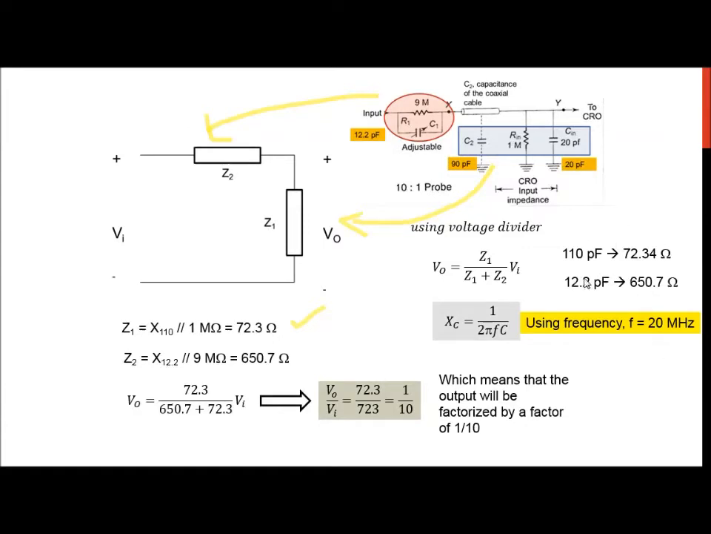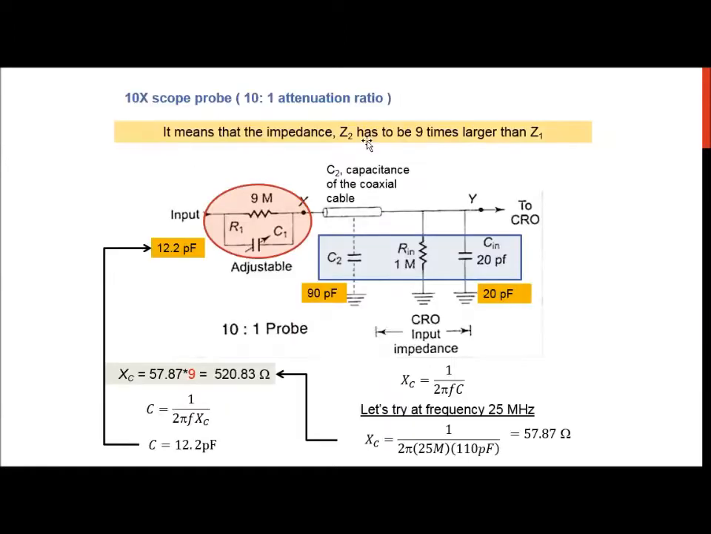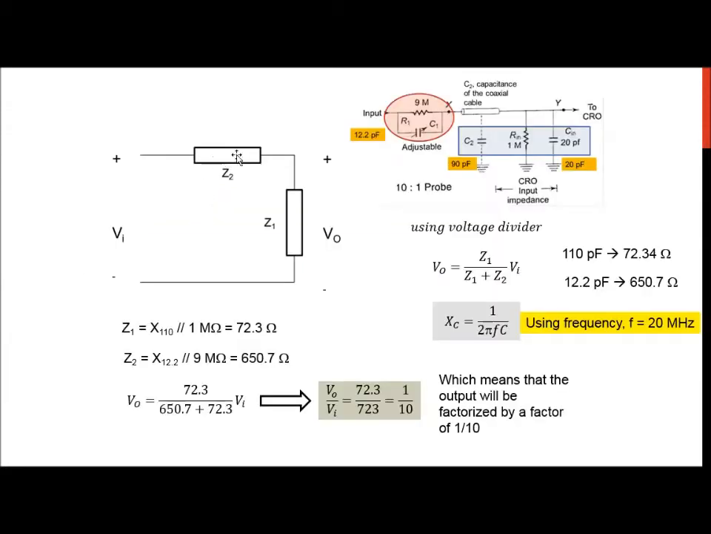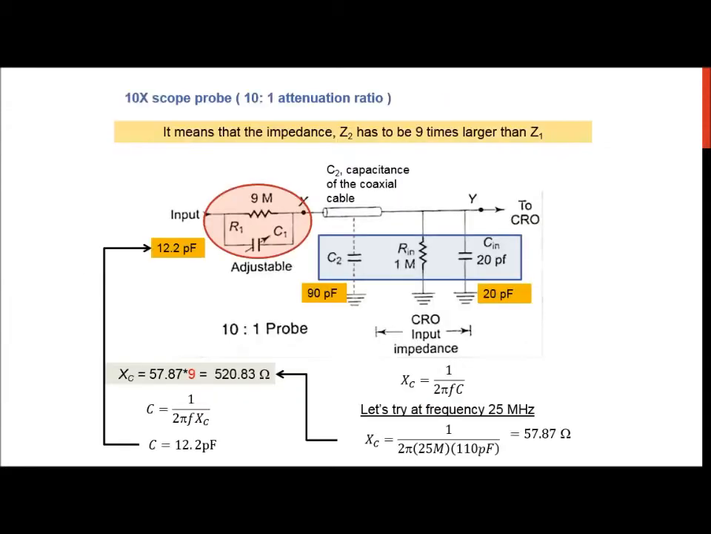And therefore this is the equivalent resistance. So when I do the voltage divider to find V out, I get the ratio 1 to 10. So I have proved that the output will be reduced by a factor of 10, or basically what I'm trying to say is Z2 has to be 9 times larger than Z1. So this value has to be 9 times larger than Z1.